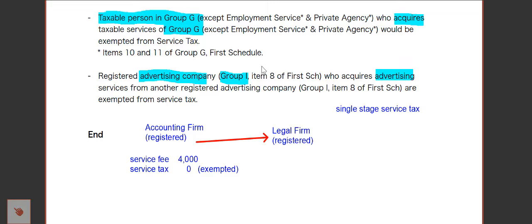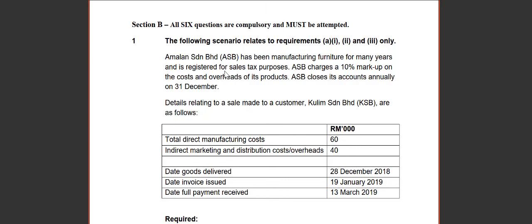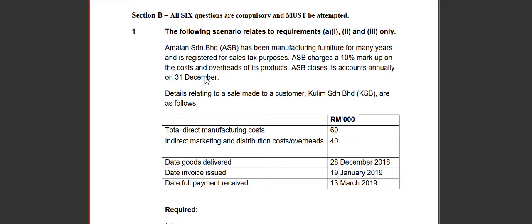Okay. Alright, so these are the things that I've explained to you about sales tax and service tax. Okay, I'm going to go through some example from the past year, which may be helpful to enhance your understanding. Just hold on, let me load the past year question. Okay, you are looking at December 2019. We don't have a lot of past year because SST has just been reintroduced.